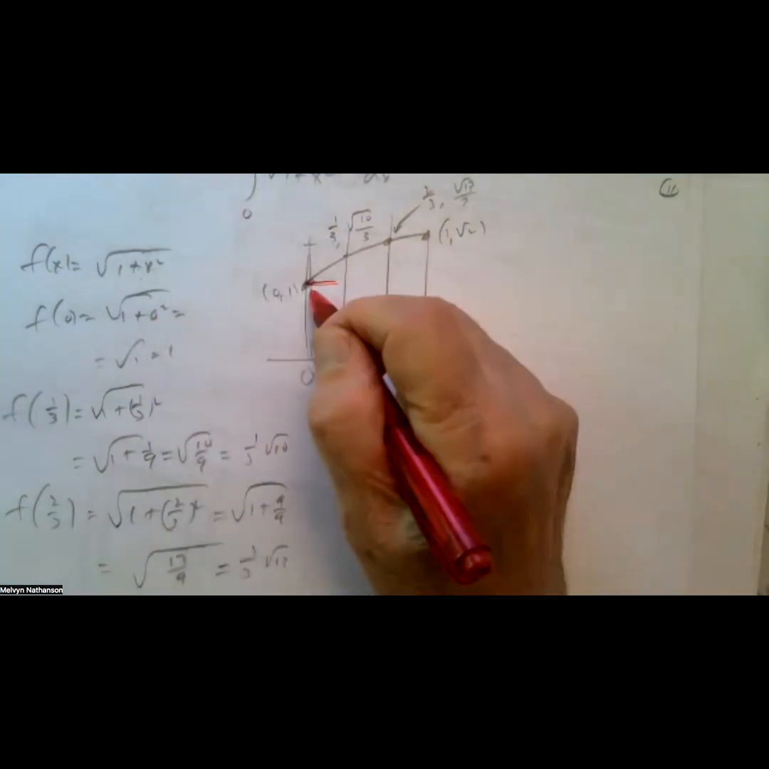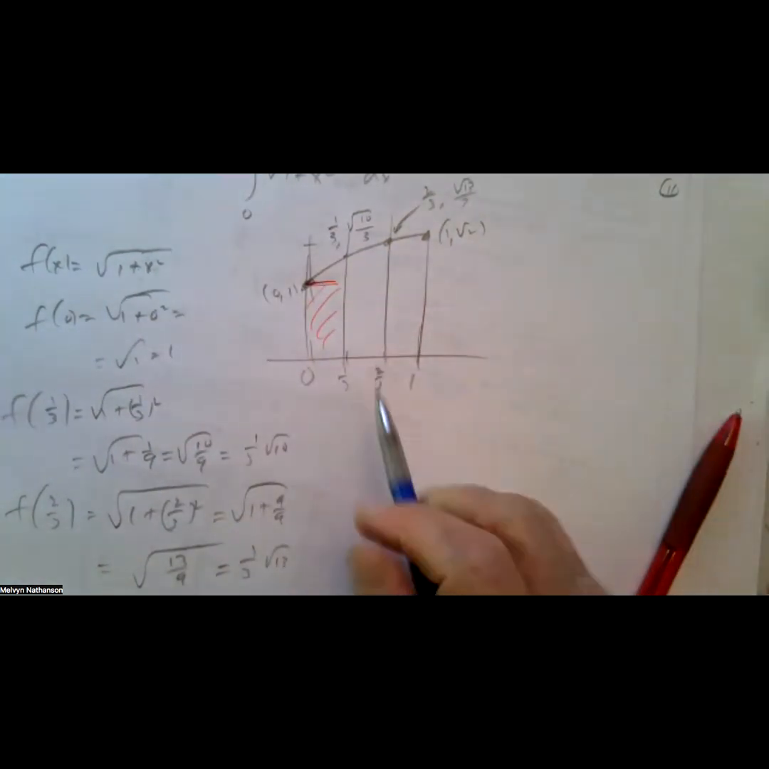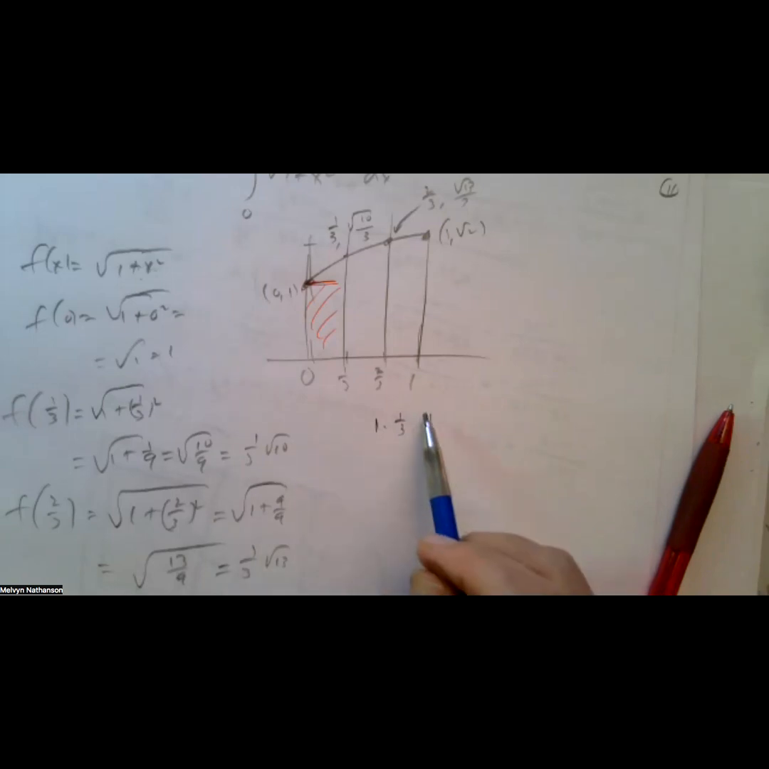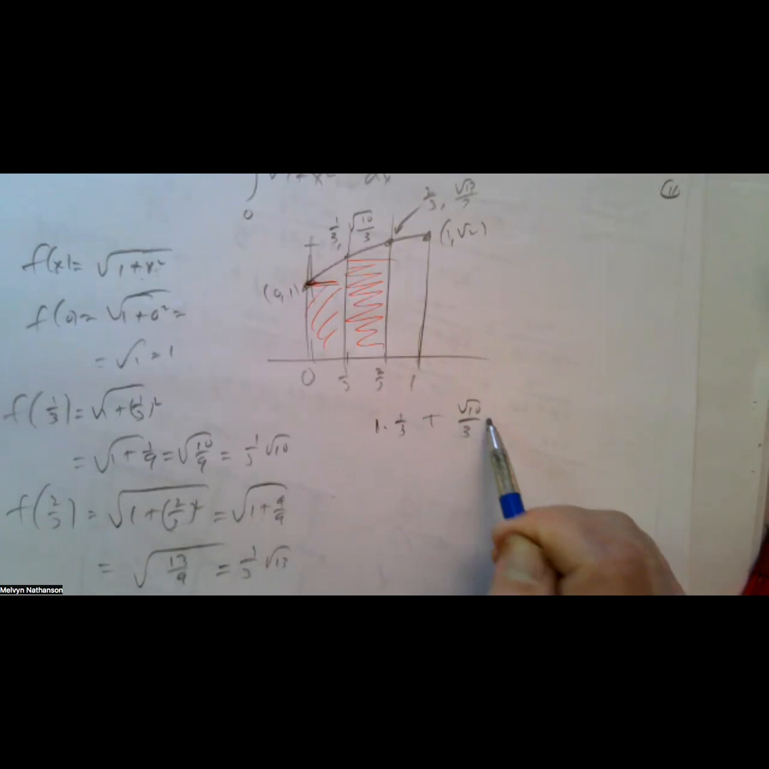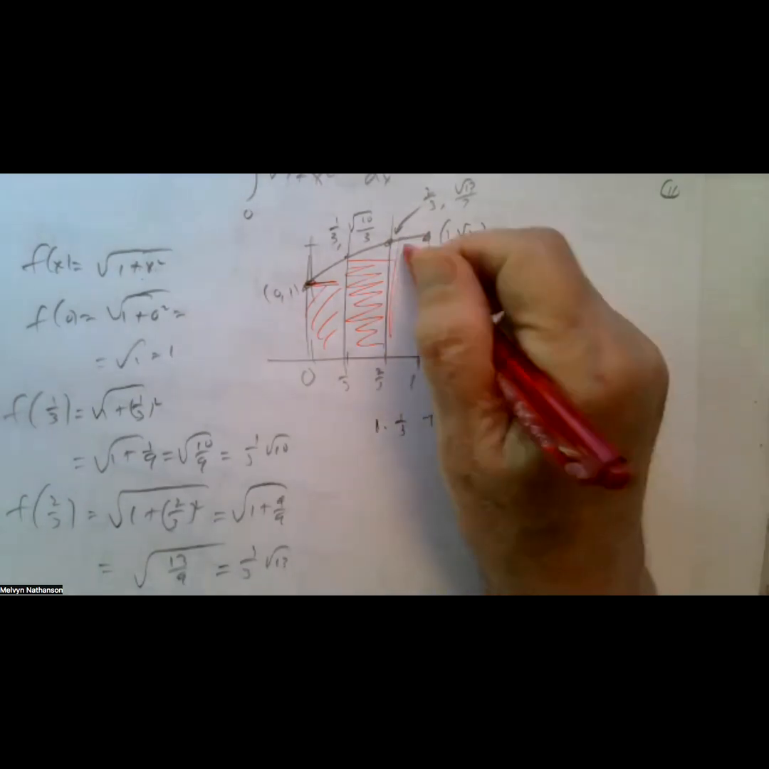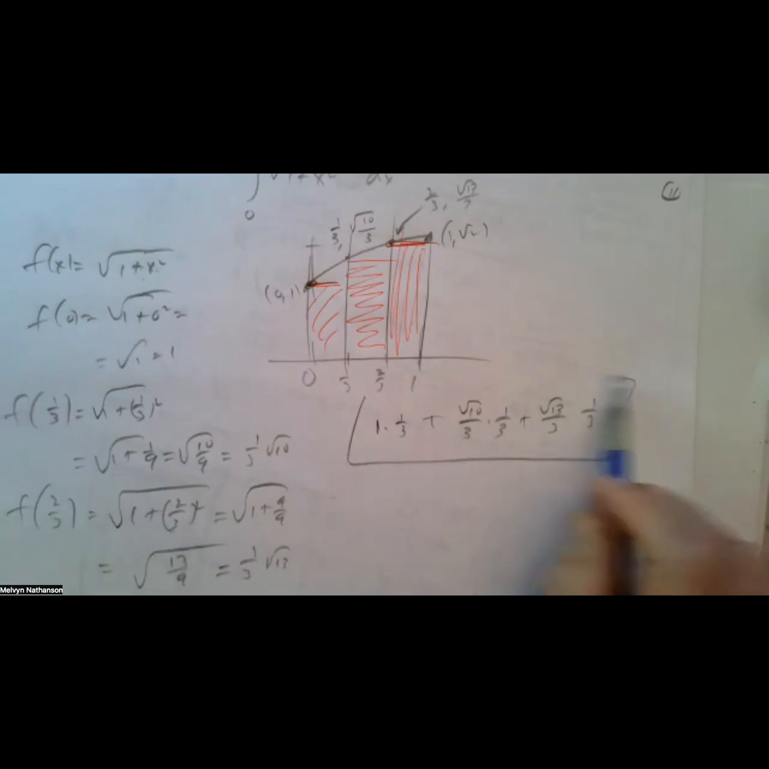So for a 3-term Riemann sum, you have the area of this rectangle, which is the height, 1, times the base, 1/3, plus the area of this rectangle, which is the height, root 10 over 3, times 1/3, plus the area of this rectangle, where the height is root 13 over 3 times 1/3. So this is a 3-term Riemann sum to approximate the area under the curve by 3 rectangles. That's what it is.